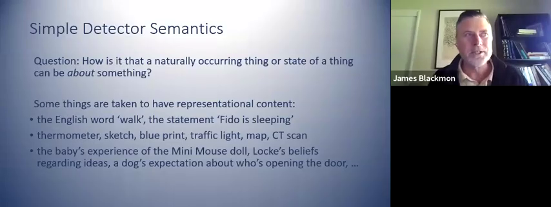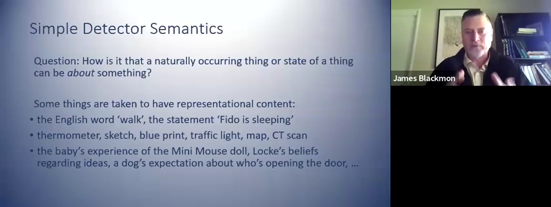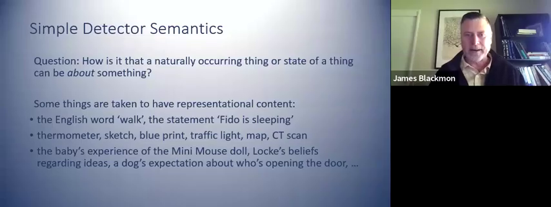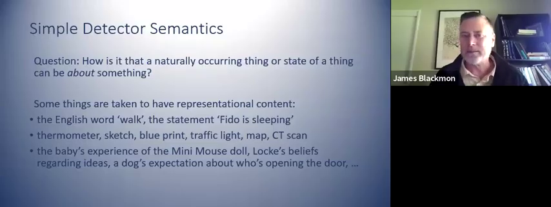So aboutness, it just seems like it's everywhere, and it seems kind of obvious. And yet, if you think like a physicist and just look at the physical world, all these things are made of atoms, and the atoms are made of subatomic particles, and they're just doing what they do, following the laws of nature. And somehow, some of these things made of atoms are about other things. How does that happen?